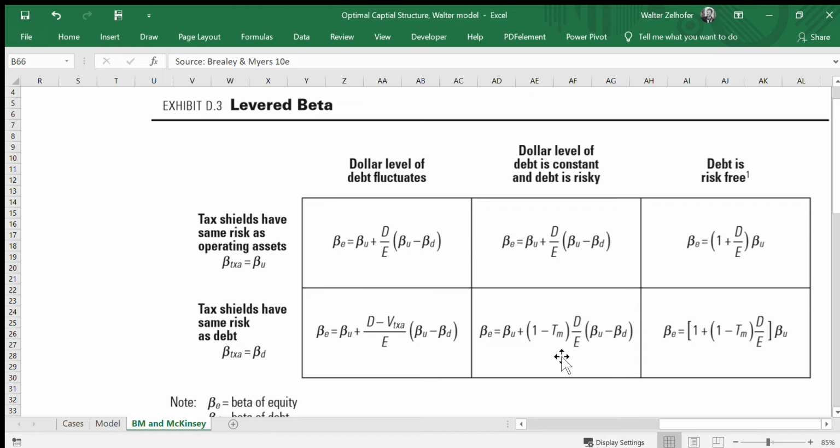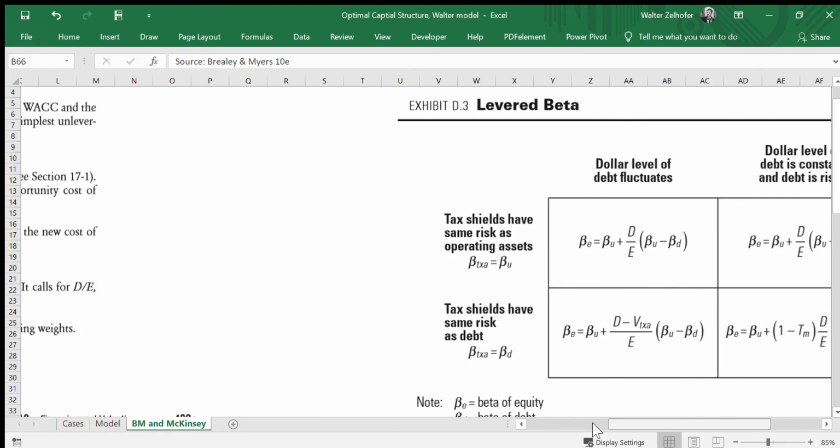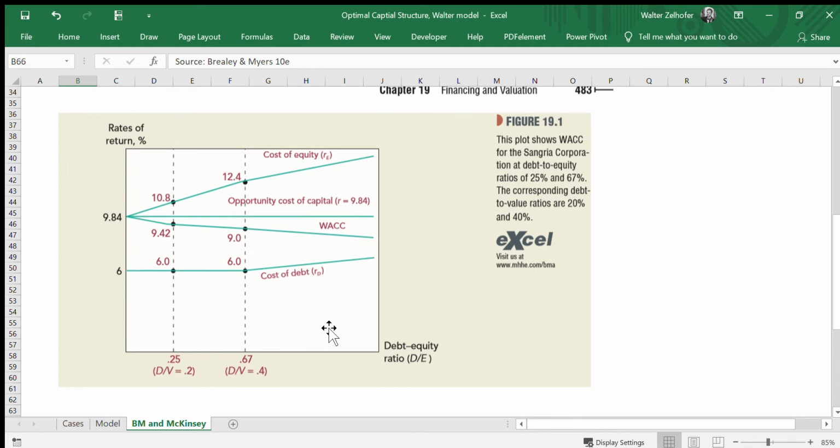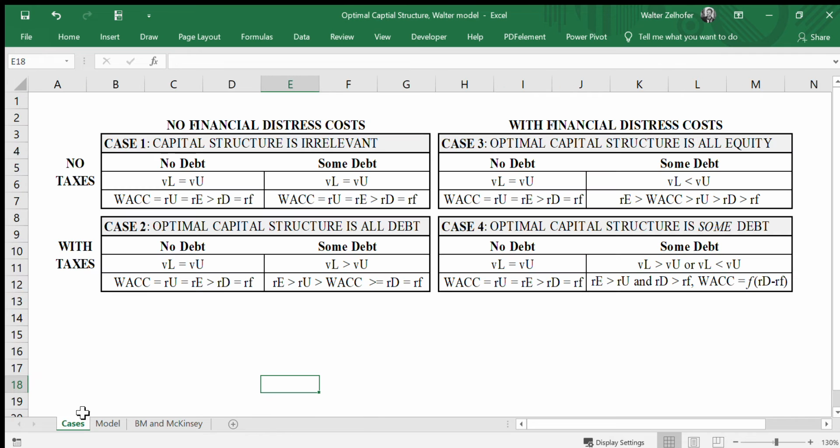Well, that's what this video is about. How do you lever and unlever beta? How do you figure out what your cost of capital is? How can we make this more realistic? We're going to be looking at a bunch of different cases.